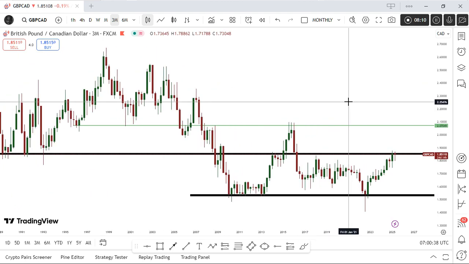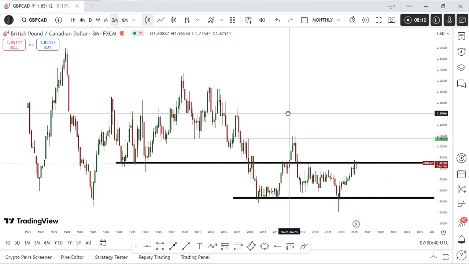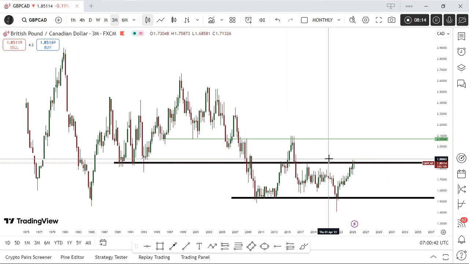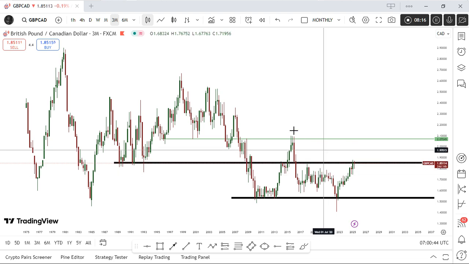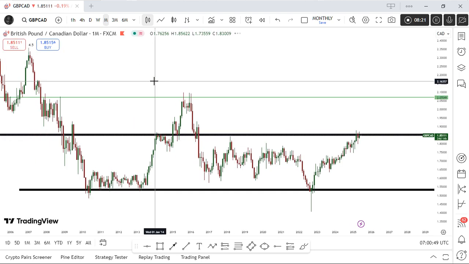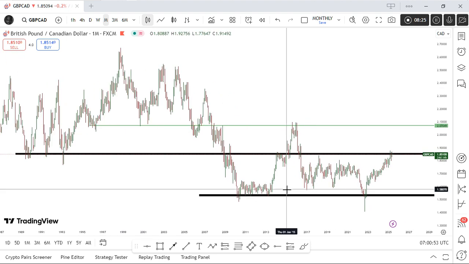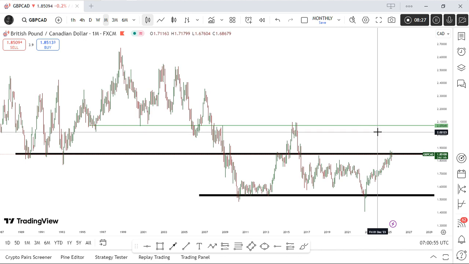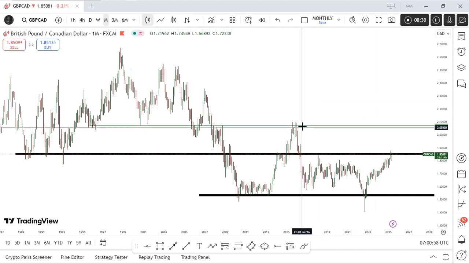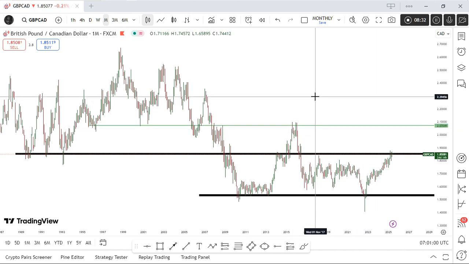Now, one, if there is a break above this zone on a monthly candle close, now let me move from 3 months to a monthly candle close. Now, if there is a break above this zone on the monthly candle close, the next level target for GBP card is going to be this green line here. And why do I say this?